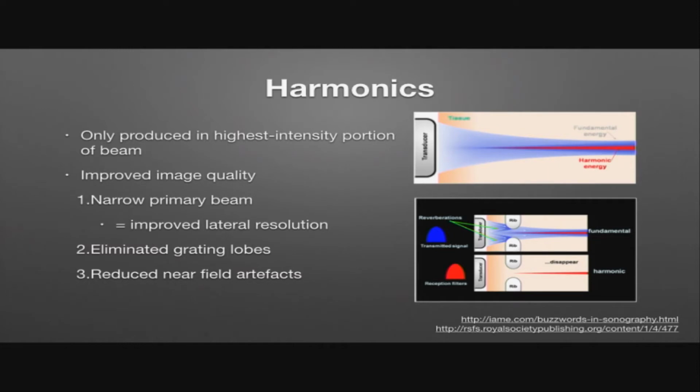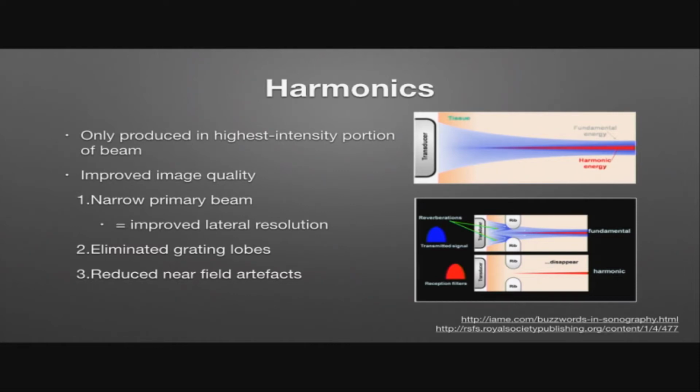And those grating lobes were the intensity that gets sent out from the side of the sound wave. And you're also going to get reflections that are coming back from those echoes that we send out sideways. Grating lobes, side lobes, things like that. We're going to help eliminate those with harmonic imaging.